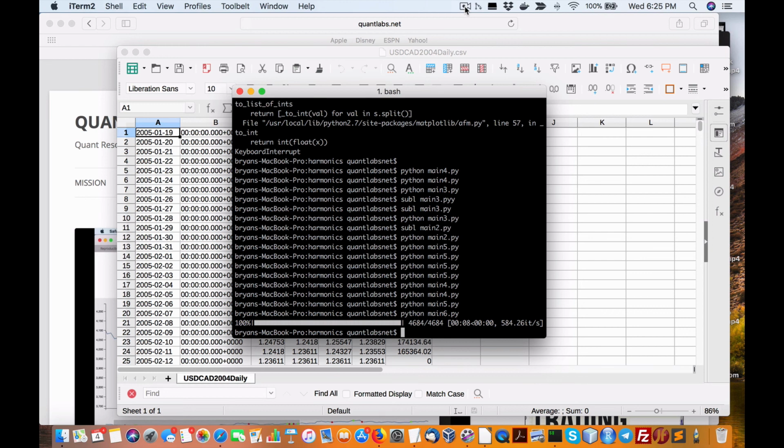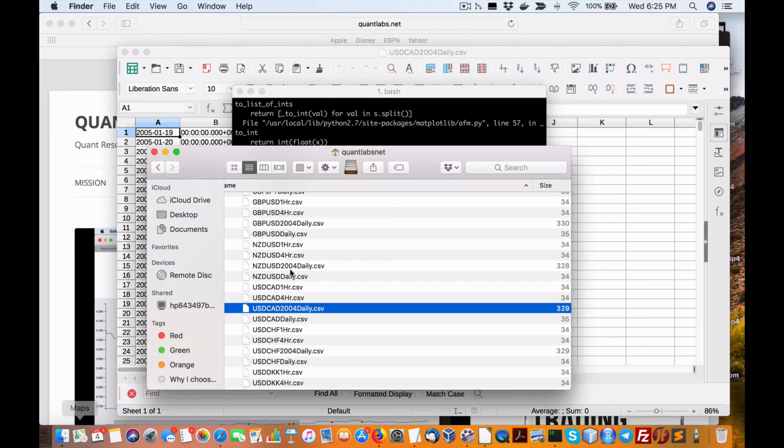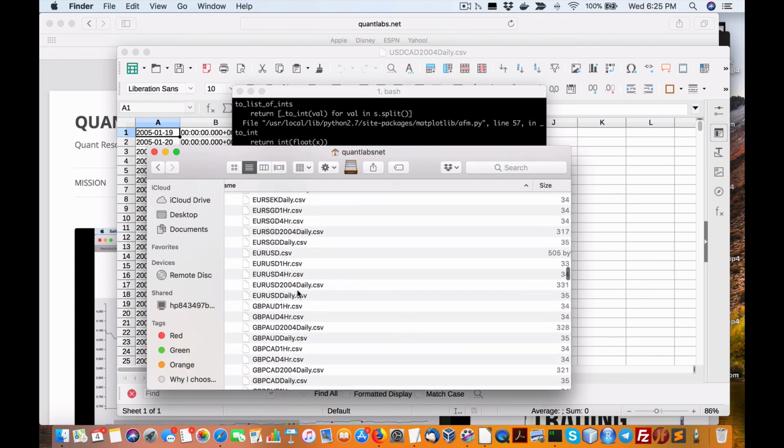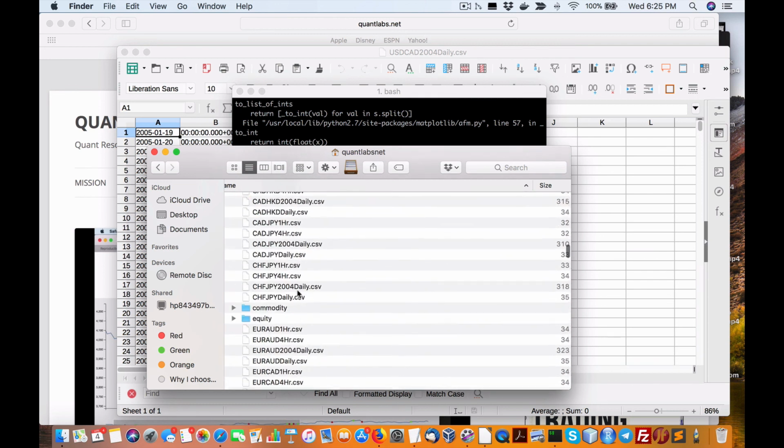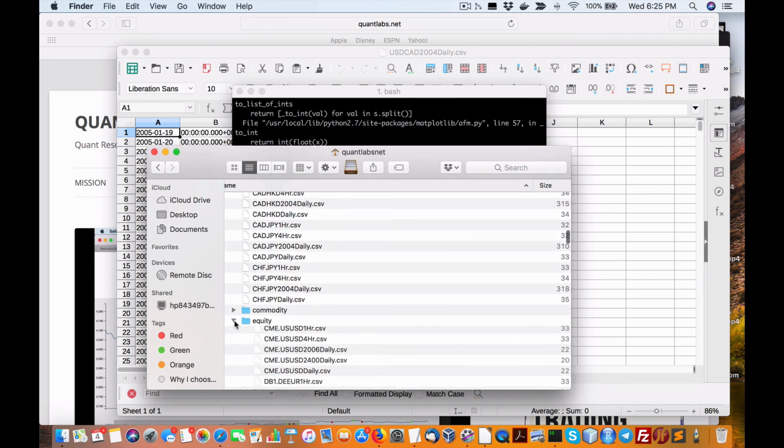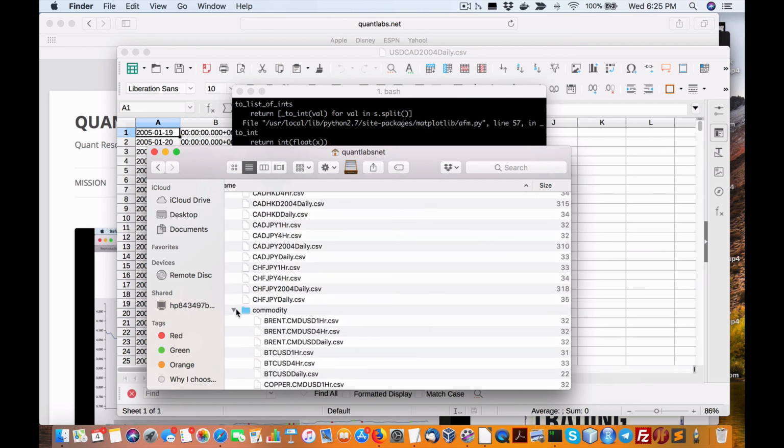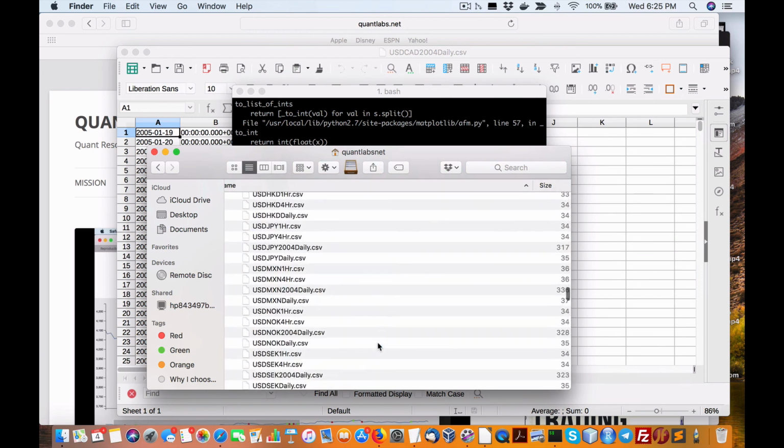So yeah, pretty stellar stuff, and I'll apply this to all the other data pairs or currency pairs that I have, as well as the other ones here, equity and commodity, to see how they do. Okay, so pretty powerful stuff.